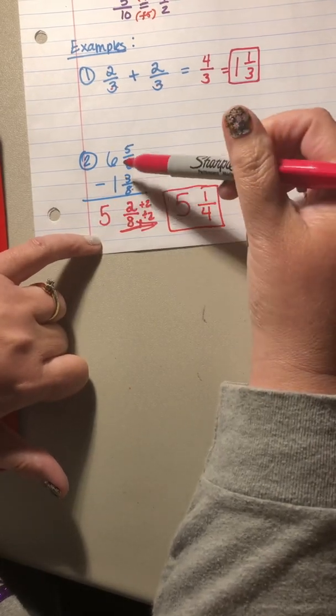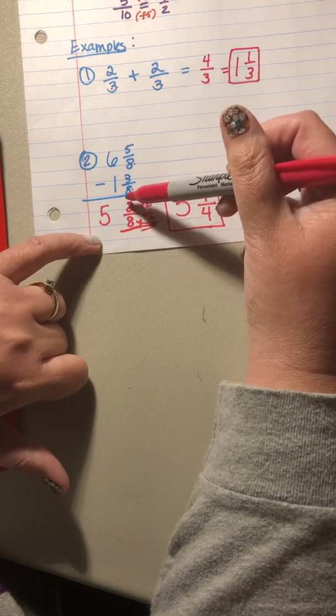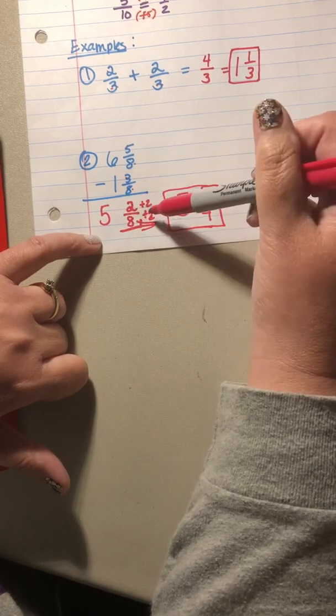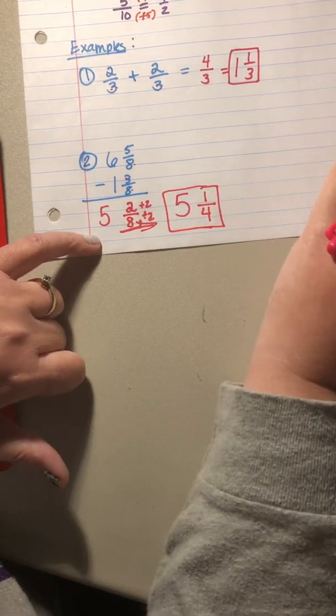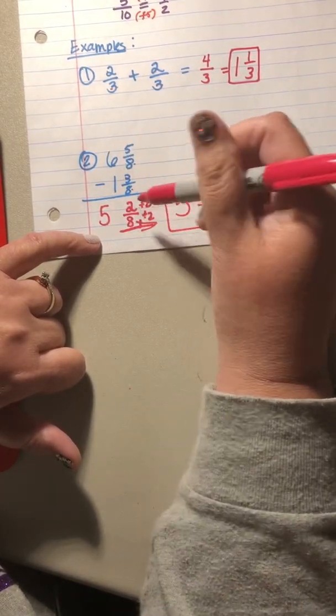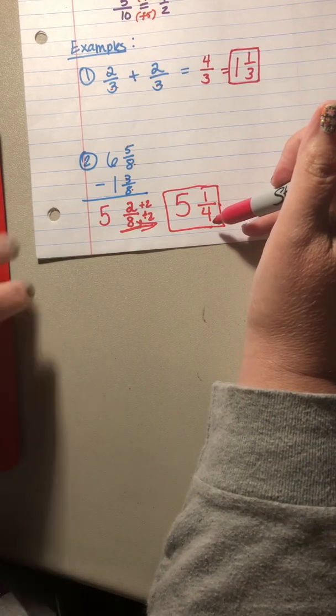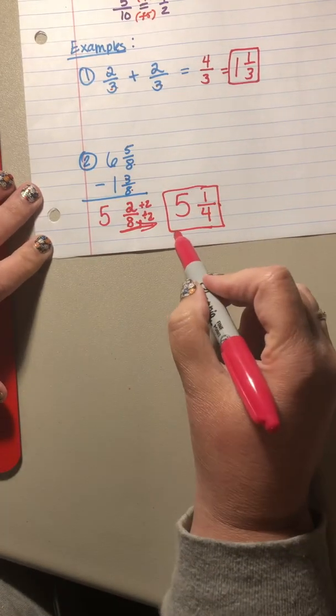I just simply left 5 alone, but I reduced the fraction piece of my mixed number. Okay? So this would be the correct answer. If you answered it like this, it's not in its lowest form, so it really wouldn't be the right answer. Okay? We would need it in its lowest form.